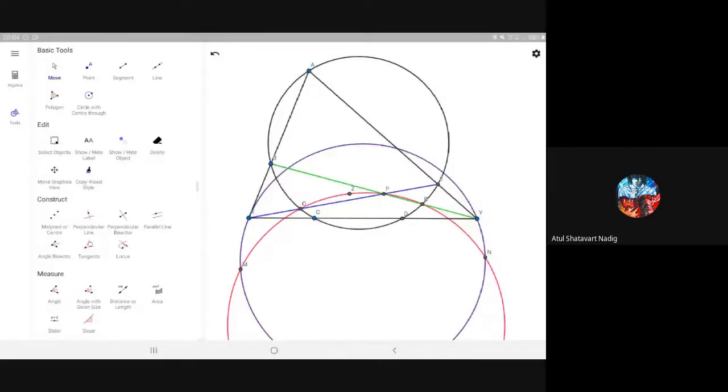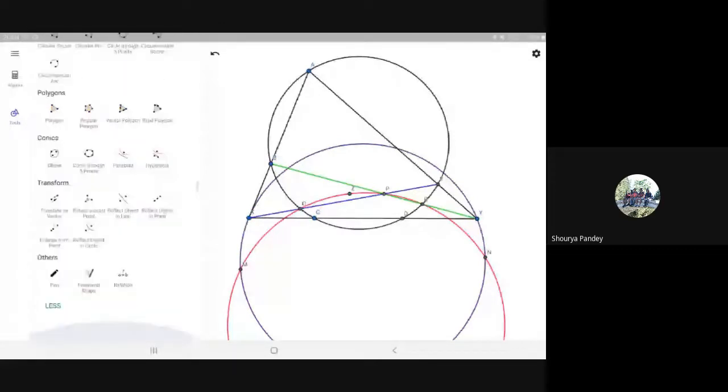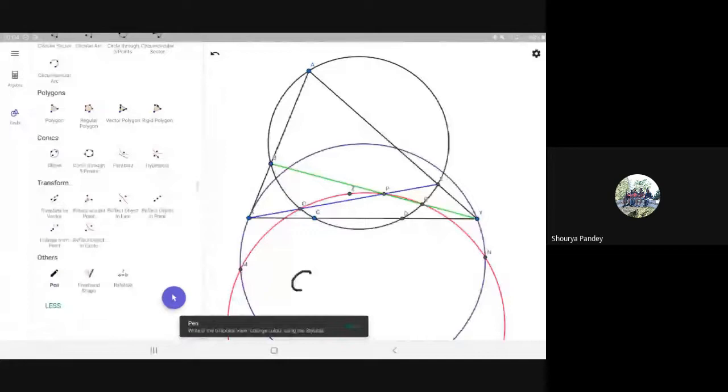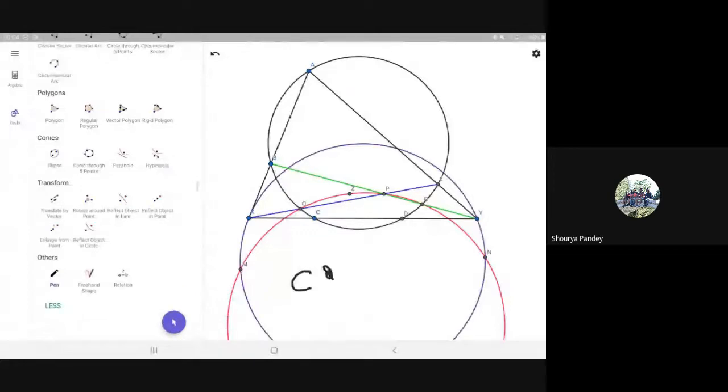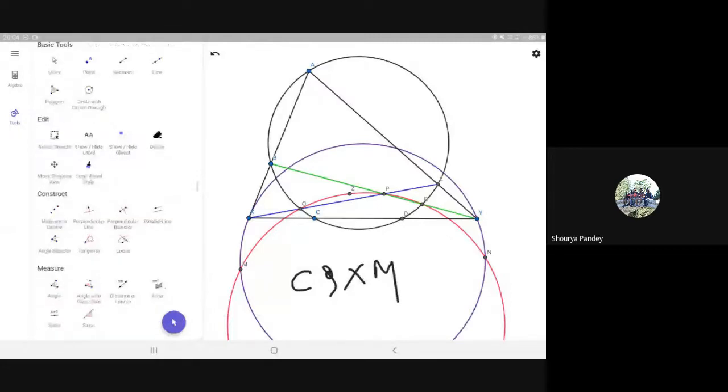Is CQXM cyclic? Once again, can you mention the points? I think I should write them down. That looks like a Q. So it's CQXM. Yeah, it is cyclic. Yeah, that is true. Okay.